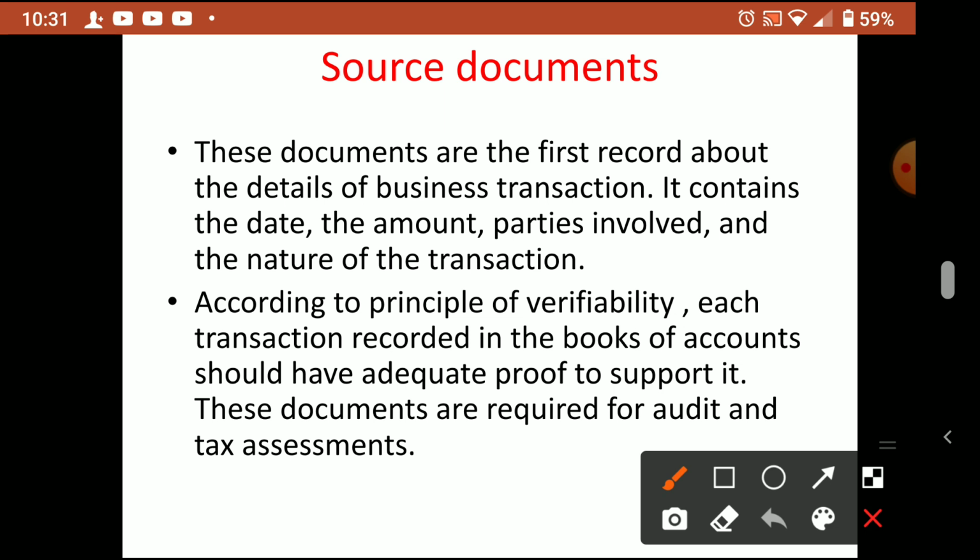Understood? Sometimes people take donations from others and show in the books that they purchased from someone, and that much cash they take away. These types of malpractices, cheating, and misappropriation of funds can happen. So we have to avoid those things. That is why each and every transaction should be supported by source documents.